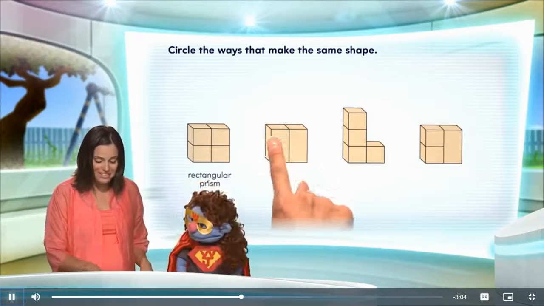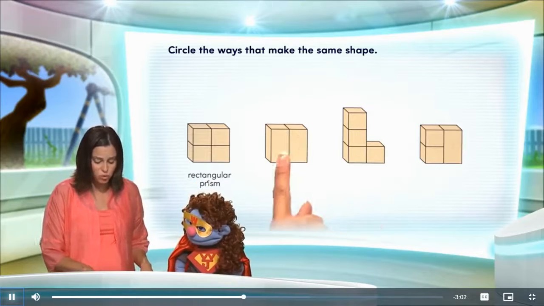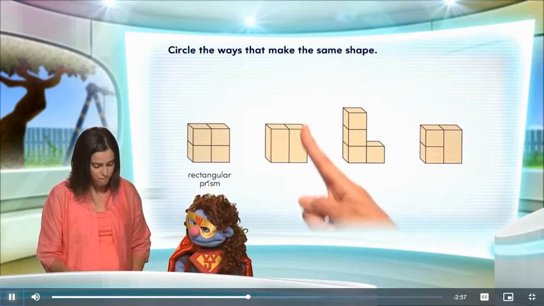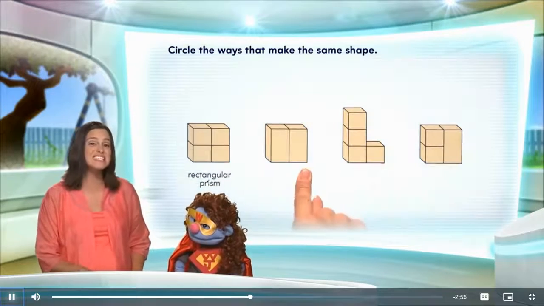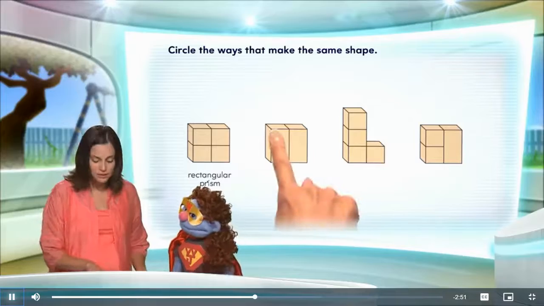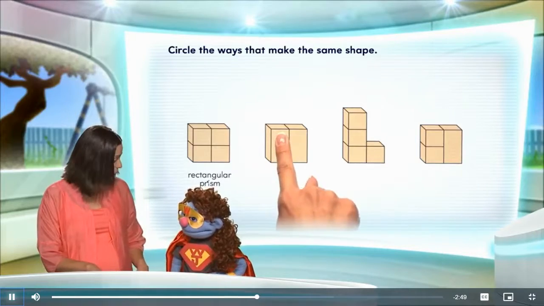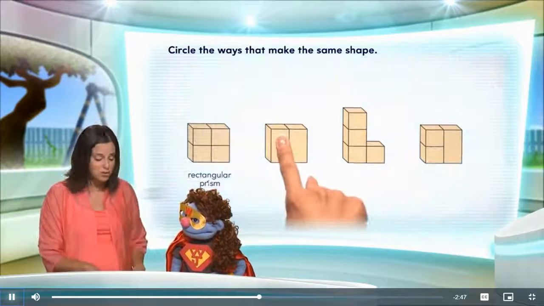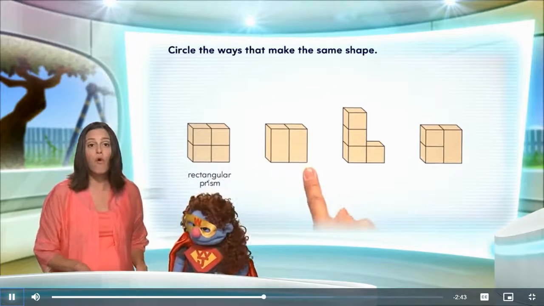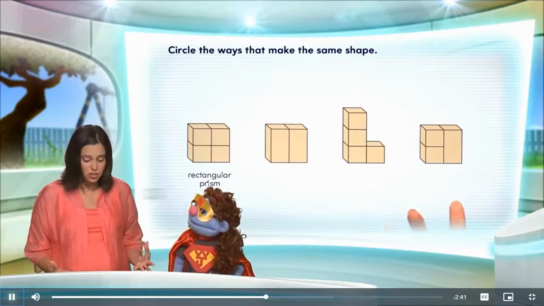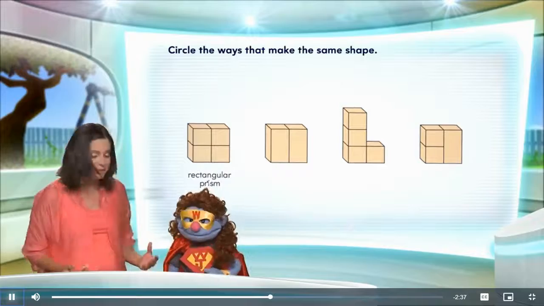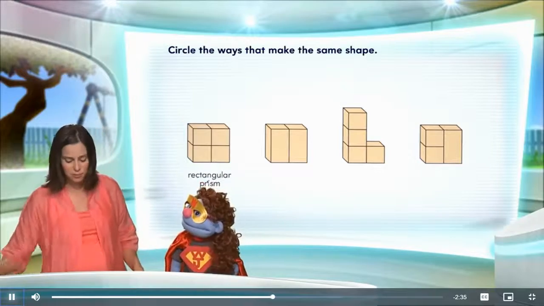This one also has 6 flat surfaces. Here's 1, the back one 2, 3, 4, 5, and the bottom one 6. 6 flat surfaces. And 1 square. The back one is another square, 2 squares, and 1, 2, 3, 4 rectangles. 6 flat surfaces, 2 squares, 4 rectangles. That is another rectangular prism.